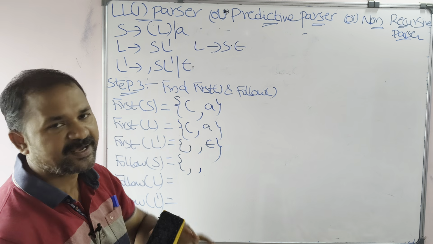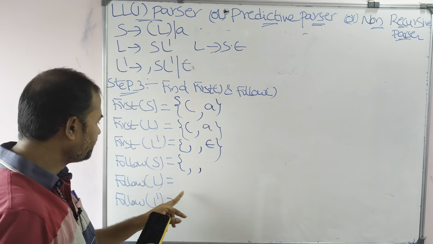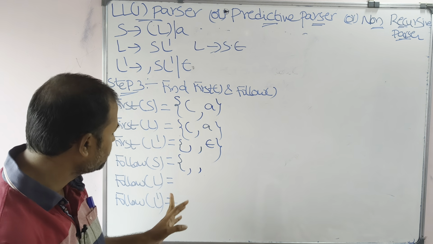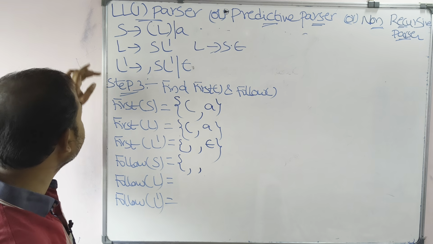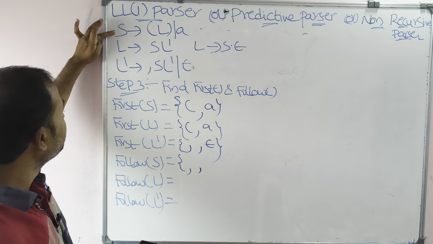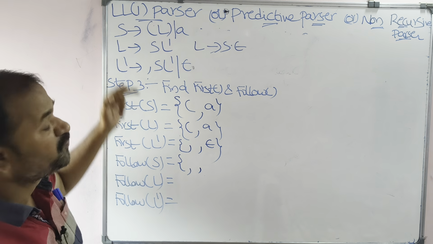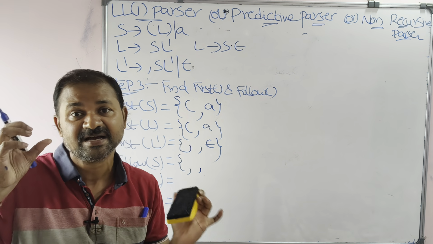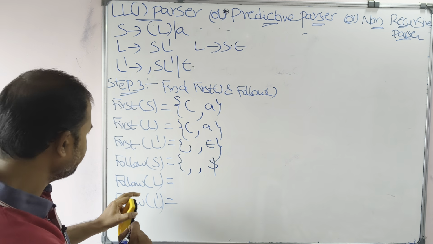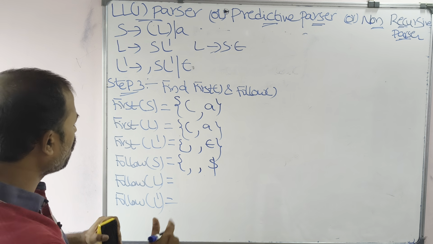So follow of S will become follow of L. But follow of L is not calculated, so let us write that after calculating follow of L. Here S is the start symbol. Start symbol means the first production's left hand side non-terminal. Follow of start symbol is dollar, so write dollar here.